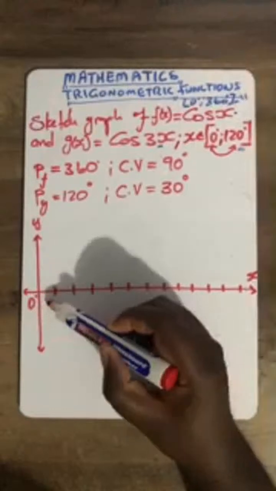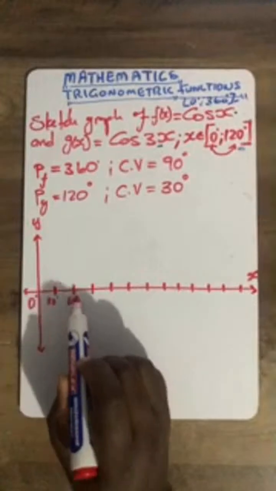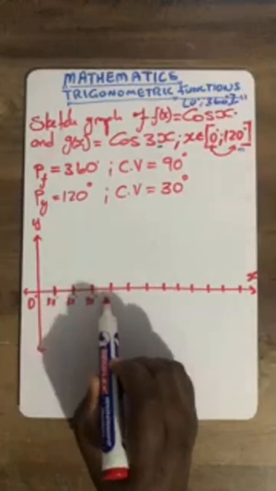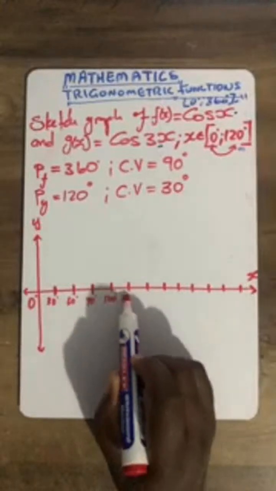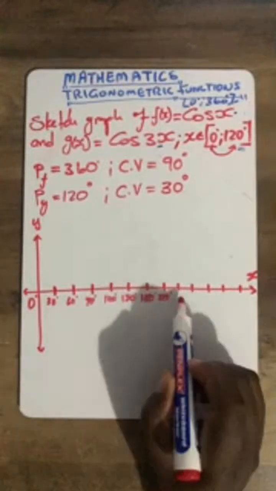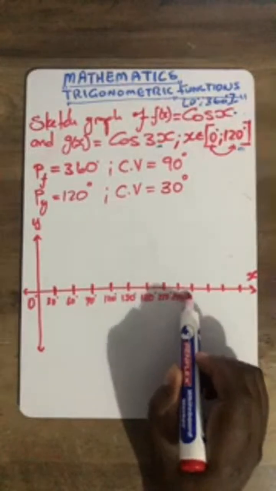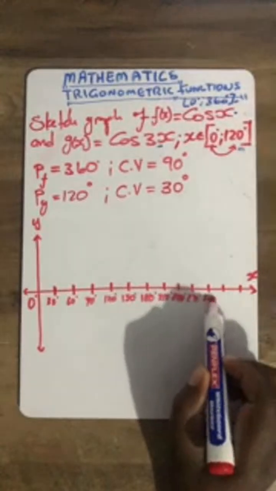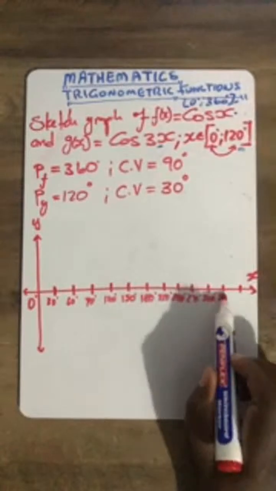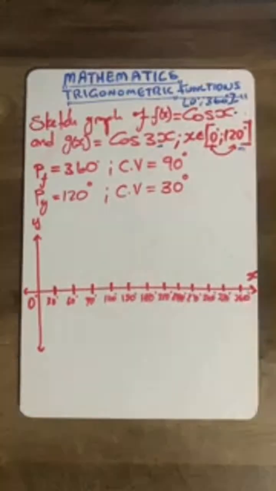Okay, let's see. So this is going to be 30 degrees, 60 degrees, 90 degrees, 120, and 150, 180, and then this is going to be 210, 240, 270, this one has to be 300, obviously 330, and lastly 360 degrees.